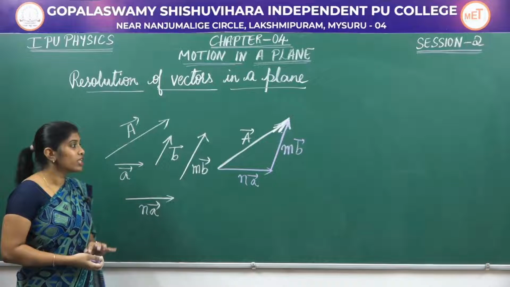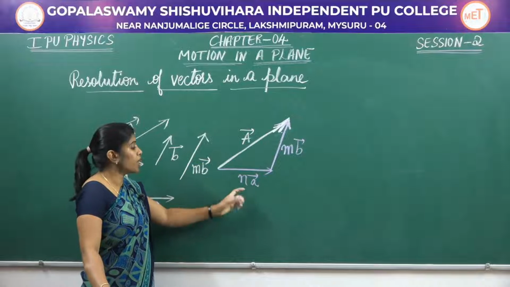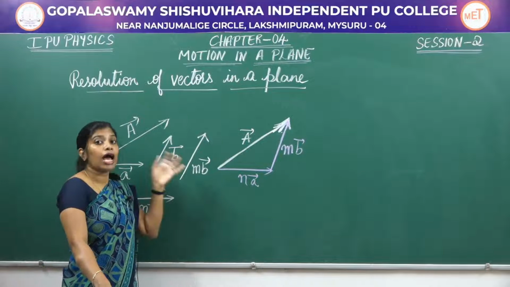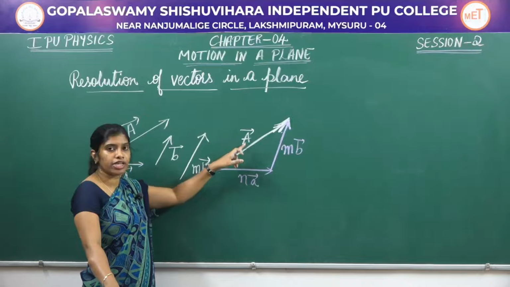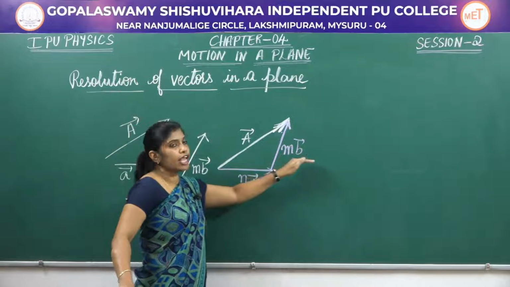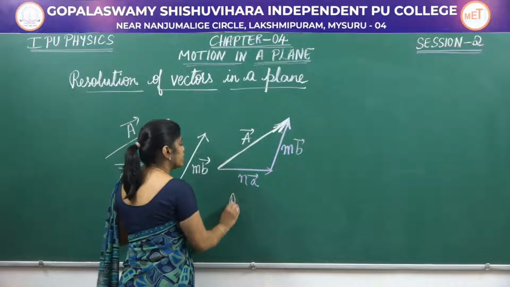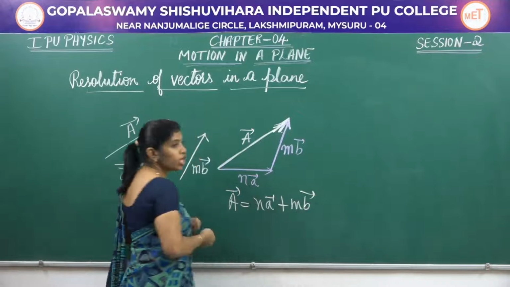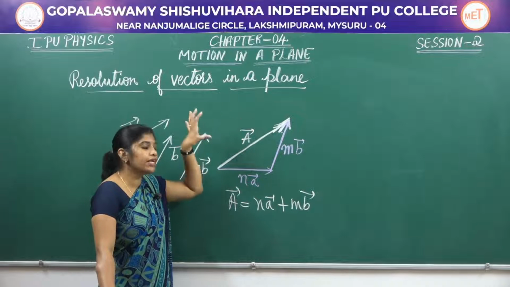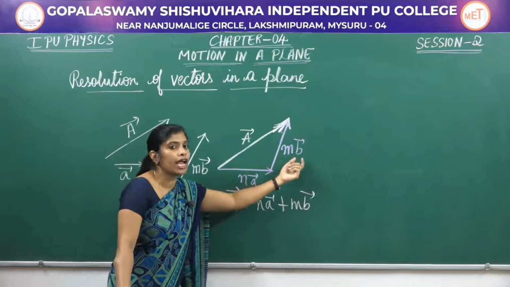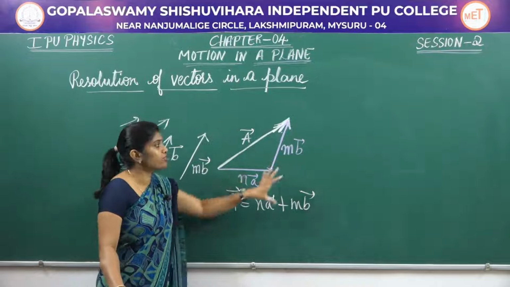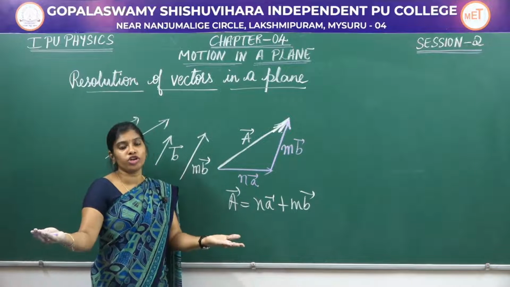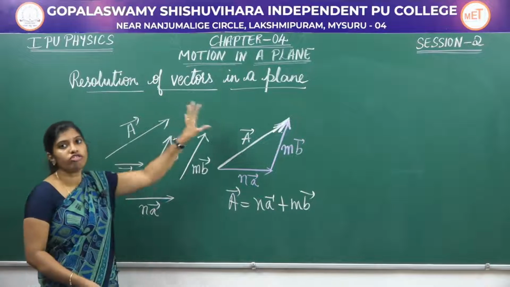vector mb. What we have done here is, by multiplying real numbers n and m to vectors a and b, I have expressed vector A in terms of a and b. So I can now write vector A as equal to na plus mb. This vector A is expressed in terms of vectors a and b. This way of expressing a single vector as two or more component vectors is called resolution of vectors.